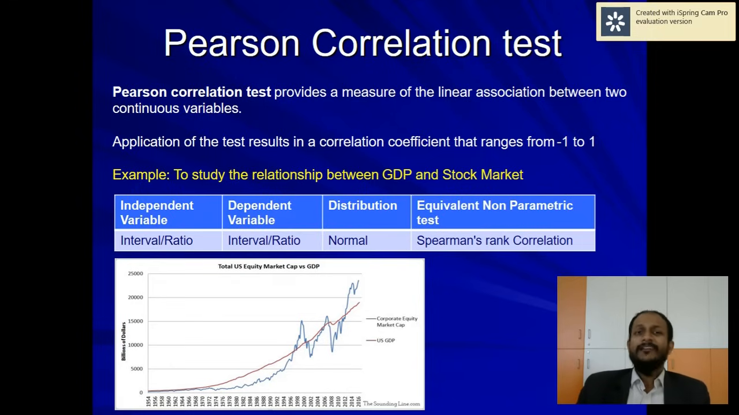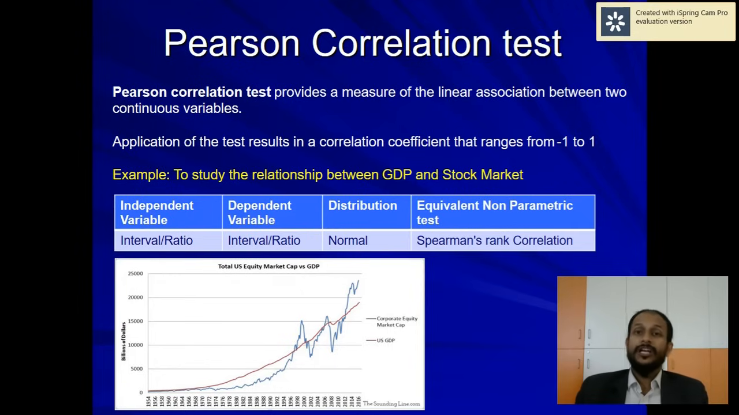In this slide, I have taken the example of studying the relationship between GDP and the stock market. Of course, in the short run, GDP and the stock market may not have a positive correlation. But in the long run, if you take decades, if you take 100 years of data, you can always see that the stock market is the reflection of the country's GDP. So I can say that the stock market and the country's GDP are positively related with each other.